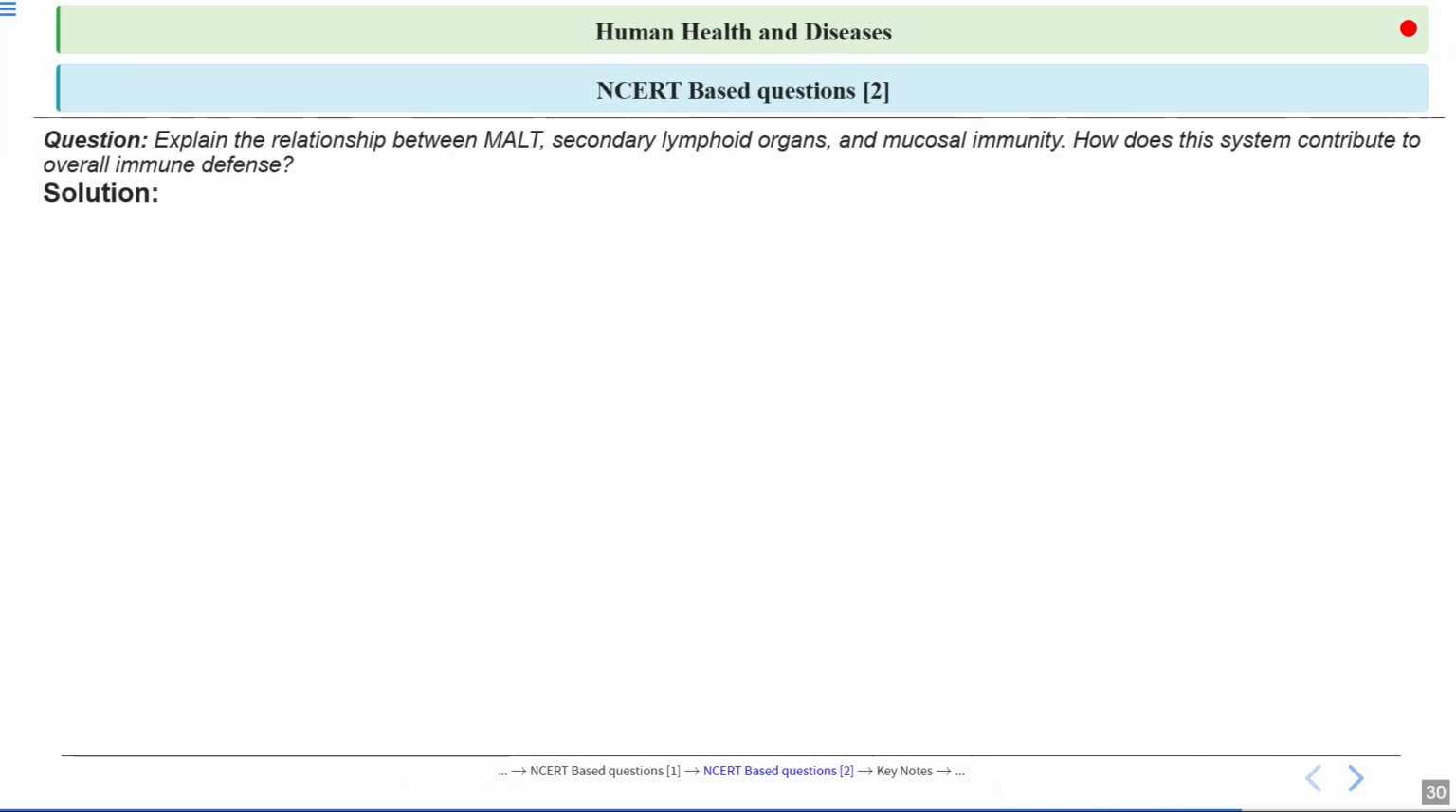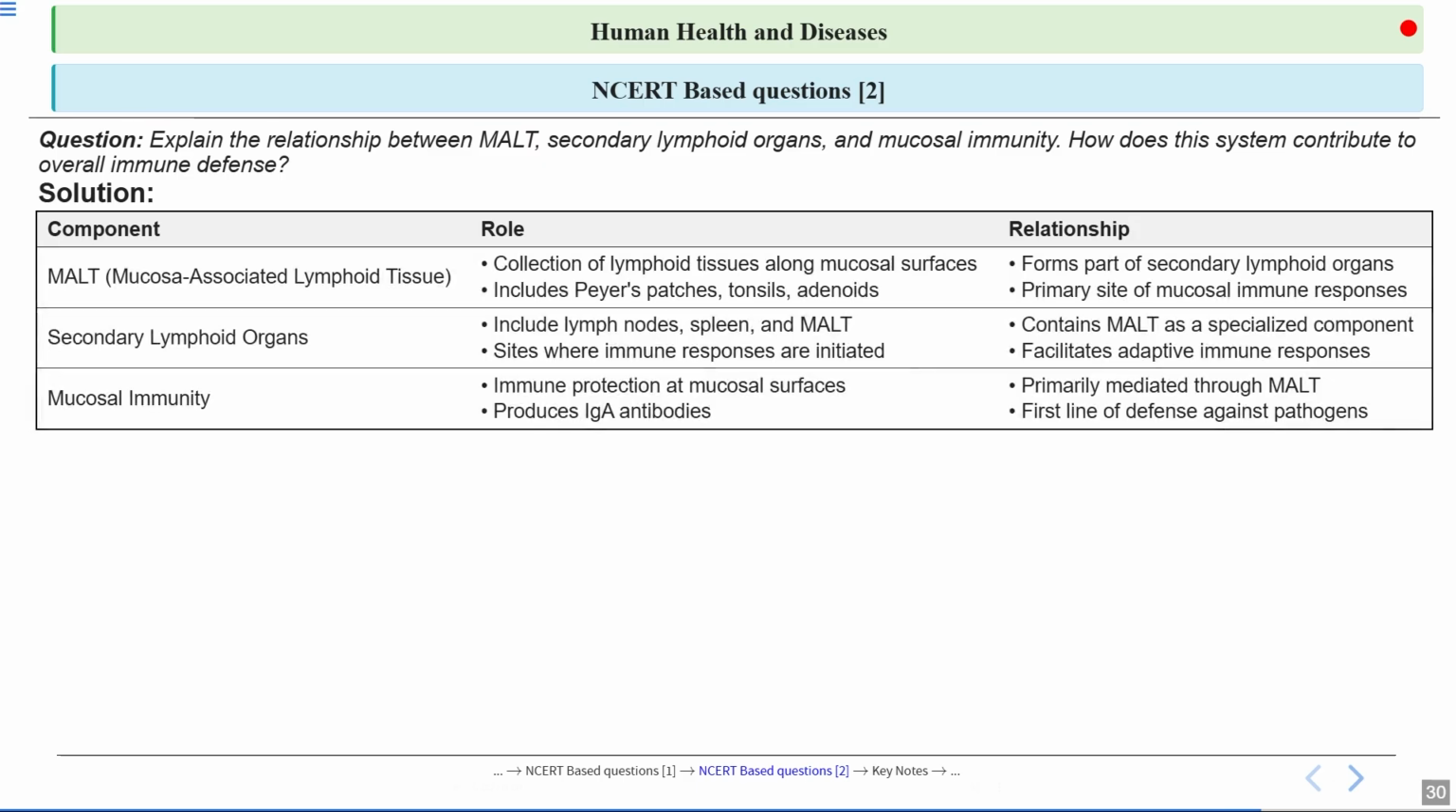Next question: explain the relationship between MALT, secondary lymphoid organs, and mucosal immunity. How does this system contribute to overall immune defense? Let's have a look at the answer. Here you can see mucosa-associated lymphoid tissue, secondary lymphoid organs and mucosal immunity. Let's talk about the role and relationship.